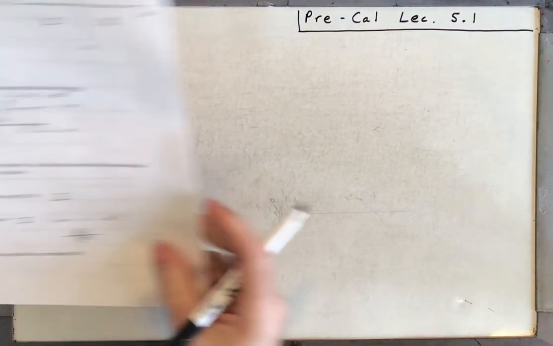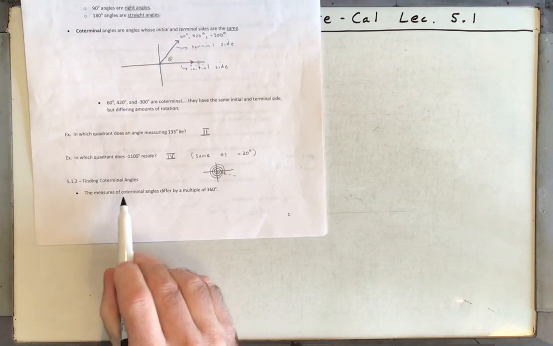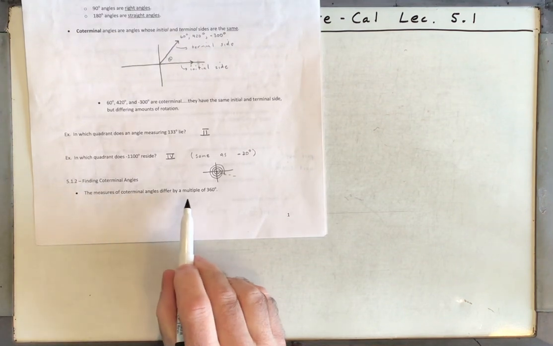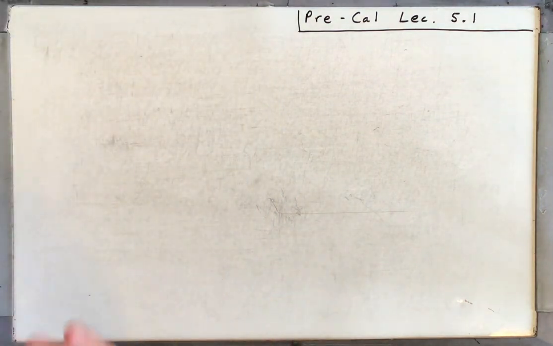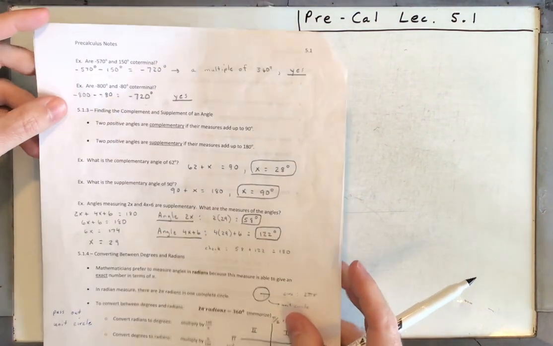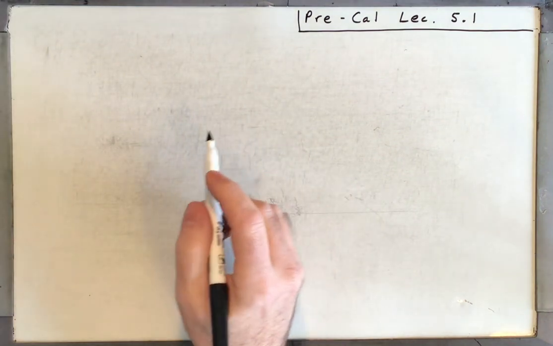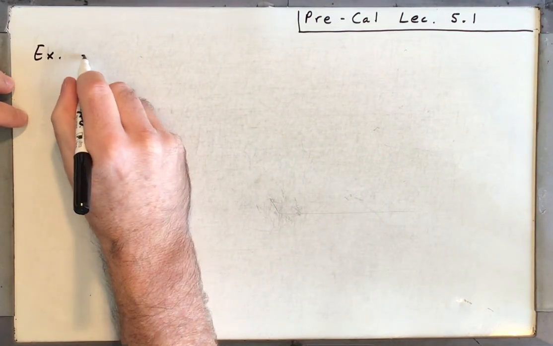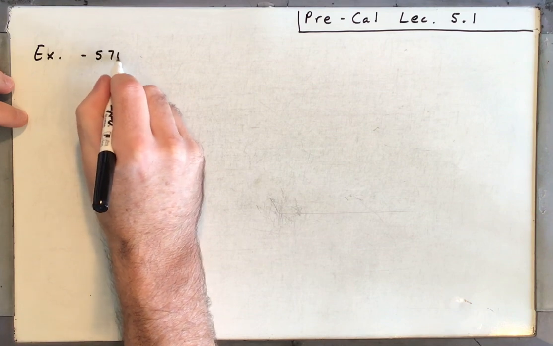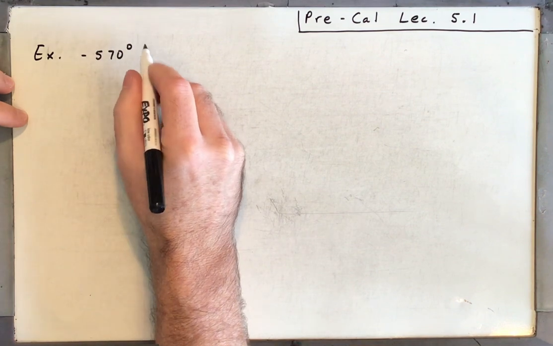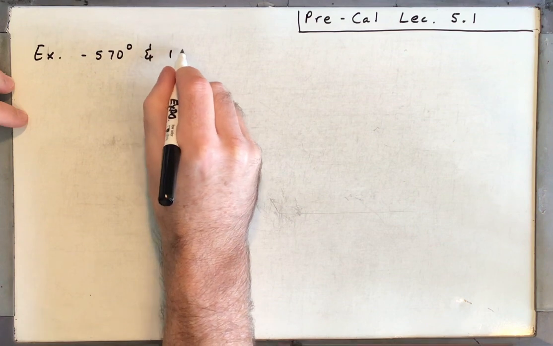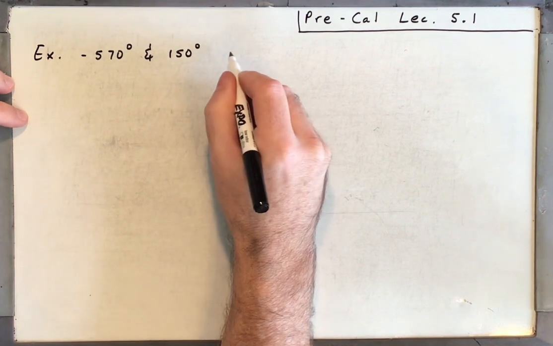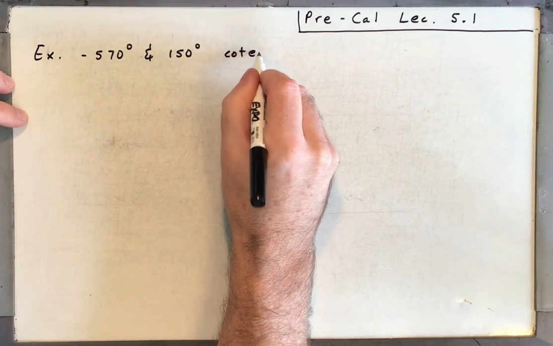Okay, at the bottom of page 1 of your notes, finding coterminal angles: measures of coterminal angles differ by a multiple of 360 degrees. So it's pretty easy to determine if something's coterminal or not. Our next example is we want to know, are negative 570 and 150 degrees coterminal?